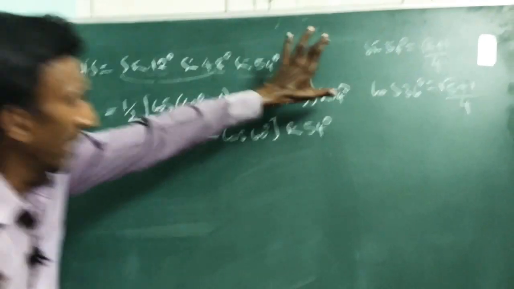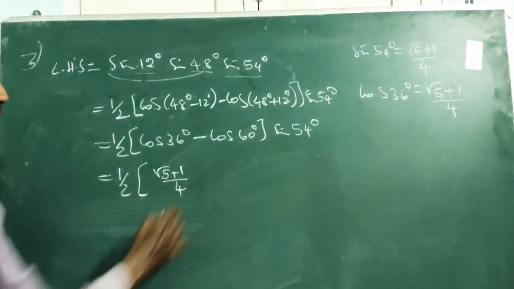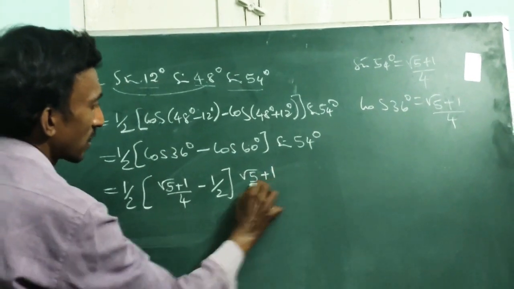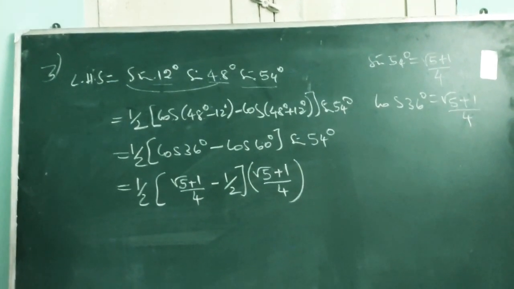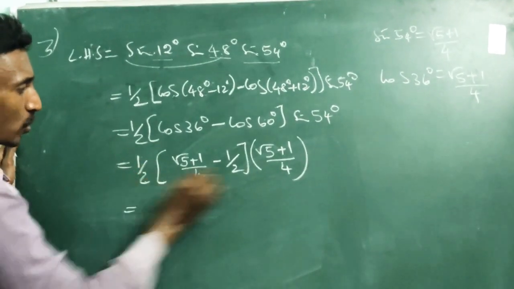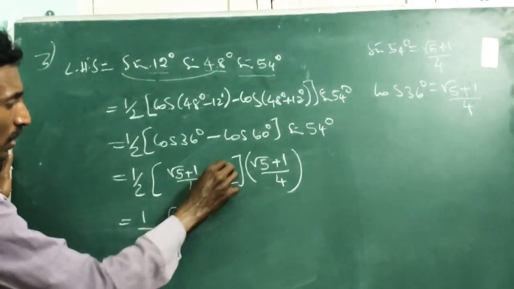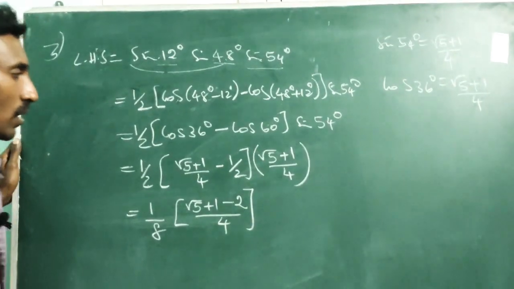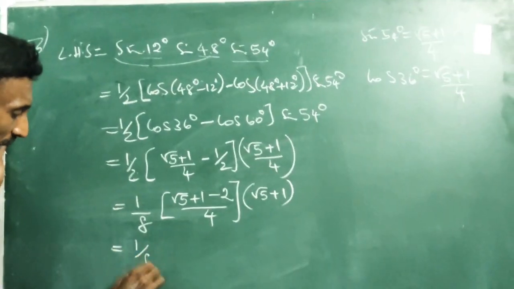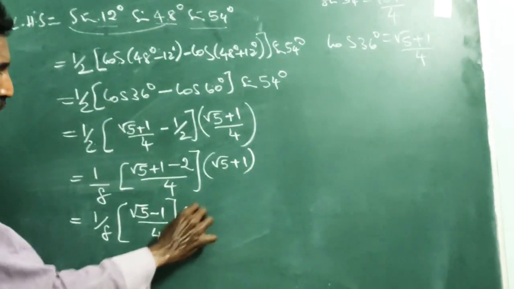So now we know that, put the known values. So 1 by 2 into root 5 plus 1 by 4, cos 60 is 1 by 2, again sin 54 is root 5 plus 1 by 4. Okay. So here take the LCM. Okay. Or you can combine this 1 by 2 into 1 by 4, 1 by 8. Okay. Remaining take the LCM, root 5 plus 1, so minus 2 by 4 into root 5 plus 1. Okay. This 4 into 2 already combined. So 1 by 8. So root 5 plus 1 minus 2 by 4, okay, into root 5 plus 1.